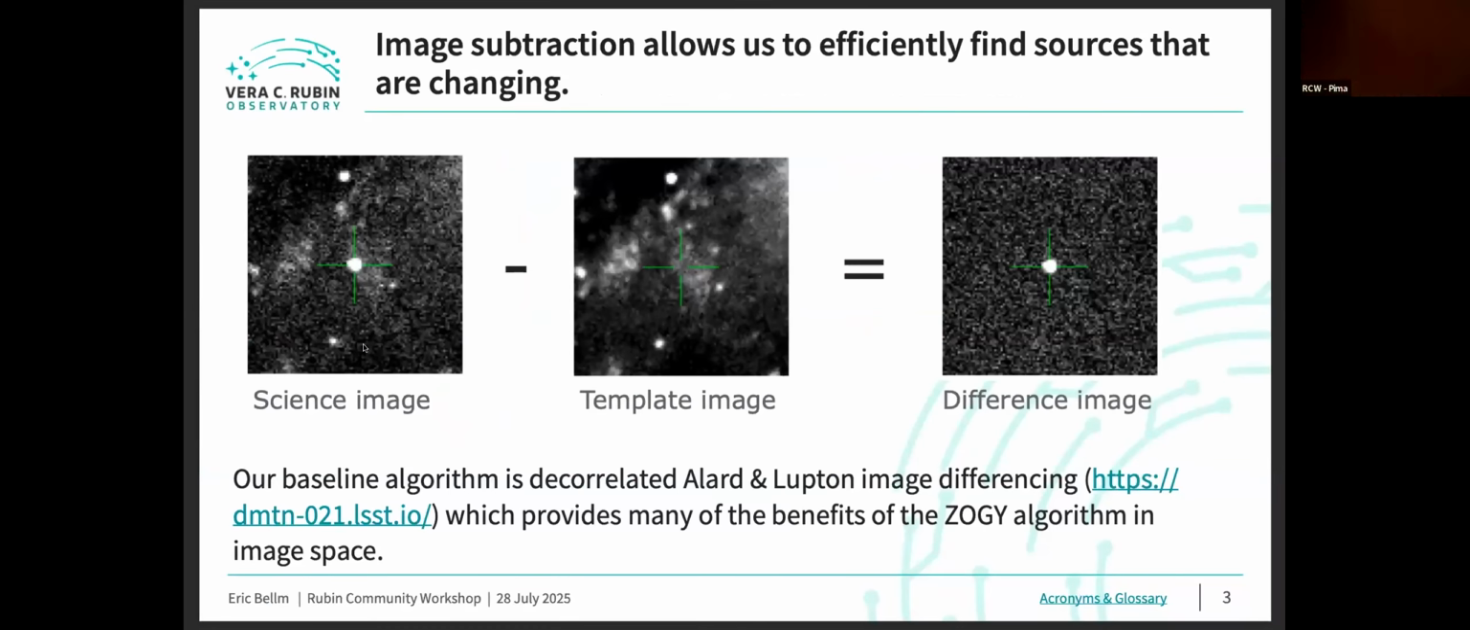It's based on the technique of image subtraction. Again, this is familiar to most of us. You take the new image, you subtract it against a co-added stack template image, and then you look for objects that are varying above a significance threshold in the difference image and find the things that are changing. We're using as a baseline the decorrelated Allard and Lupton algorithm for those who are aficionados of difference imaging.